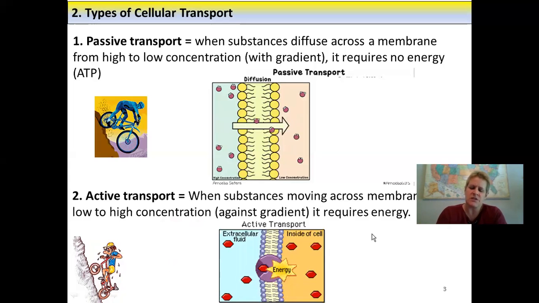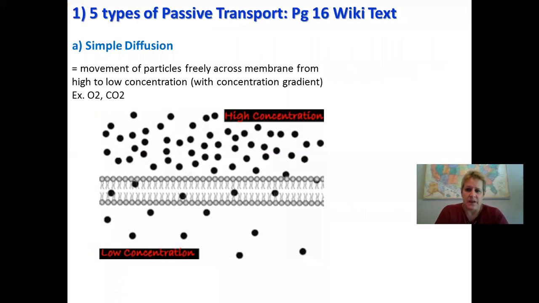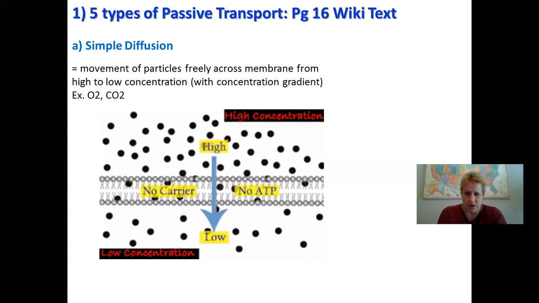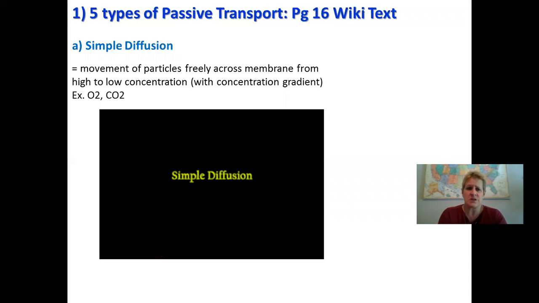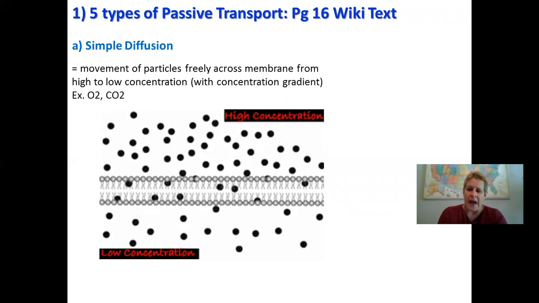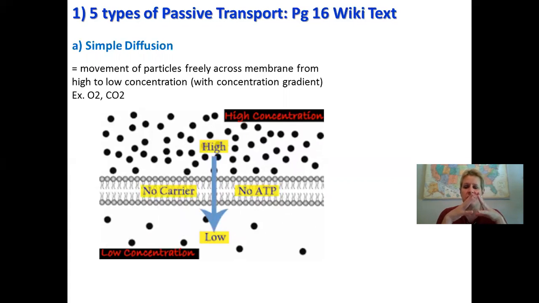All right, so let's look at the forms of passive transport. Simple diffusion. You're going from high concentration across the membrane to where it's in low concentration. So no energy, no carriers, no receptors, nothing. All right. So gases certainly move this way. Small particles can move this way.